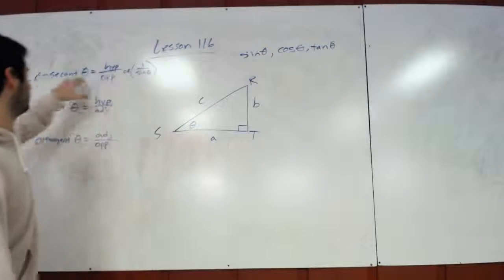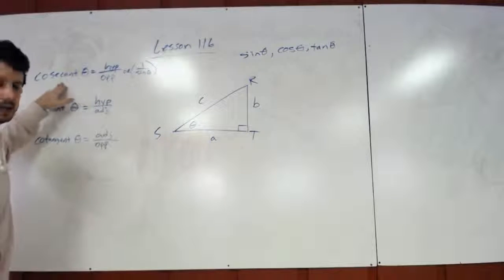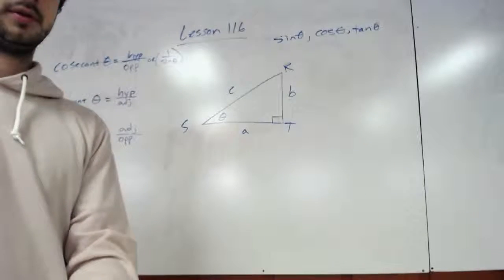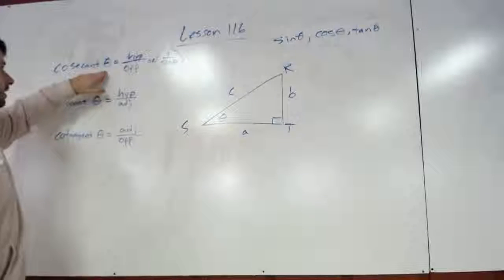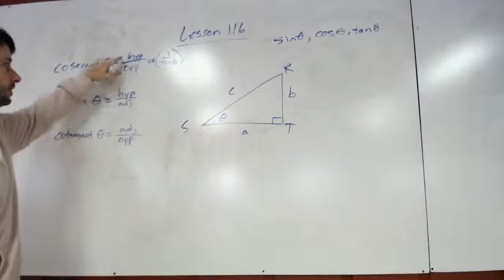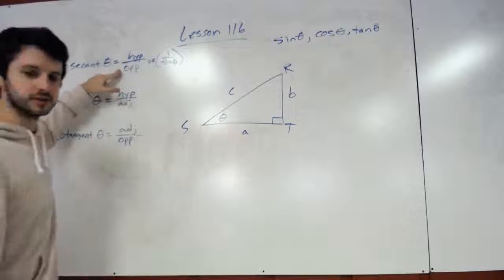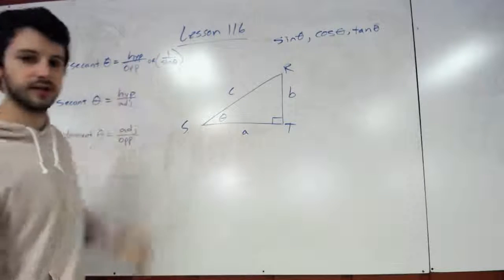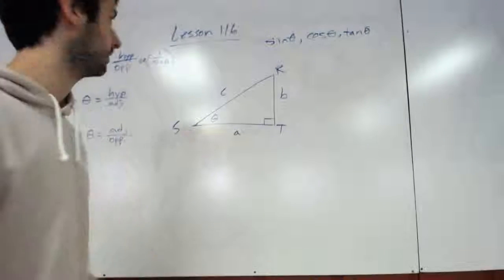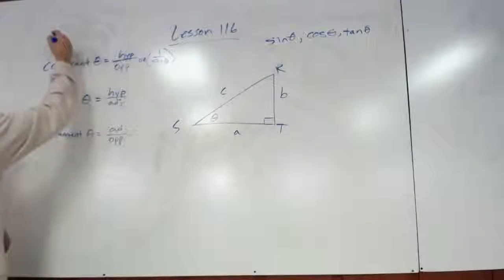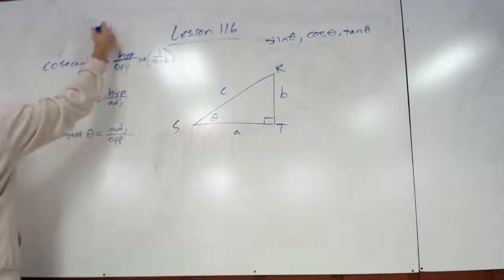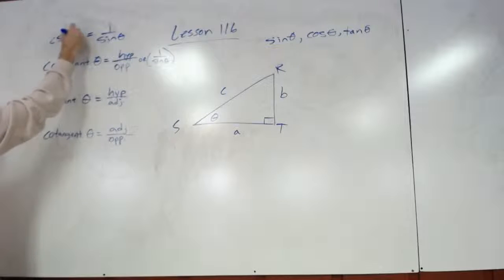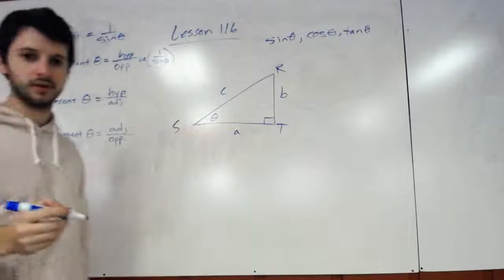So, for example, cosecant of theta equals hypotenuse over opposite. I think it's adjacent. Opposite. That is the same as saying 1 over sine theta. So the opposite, okay, so 1 over sine theta equals cosecant theta. Those are the same thing.